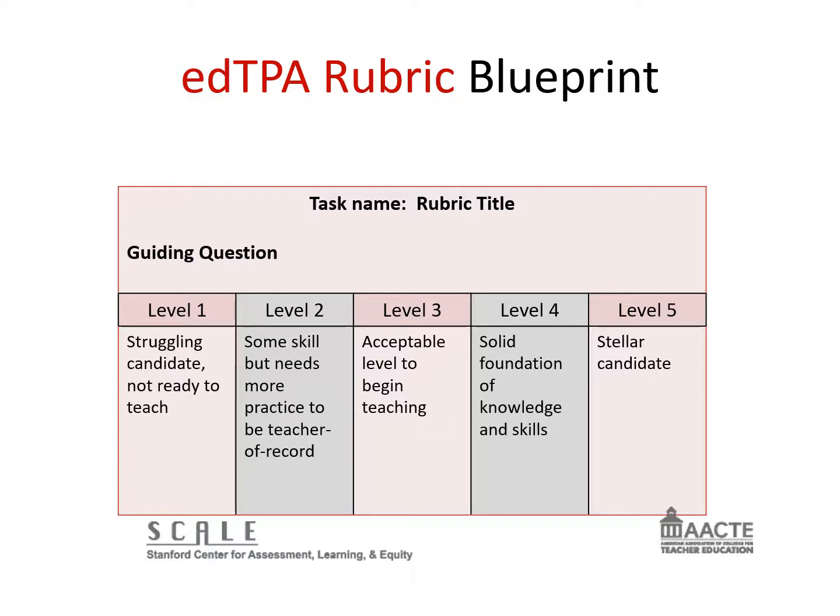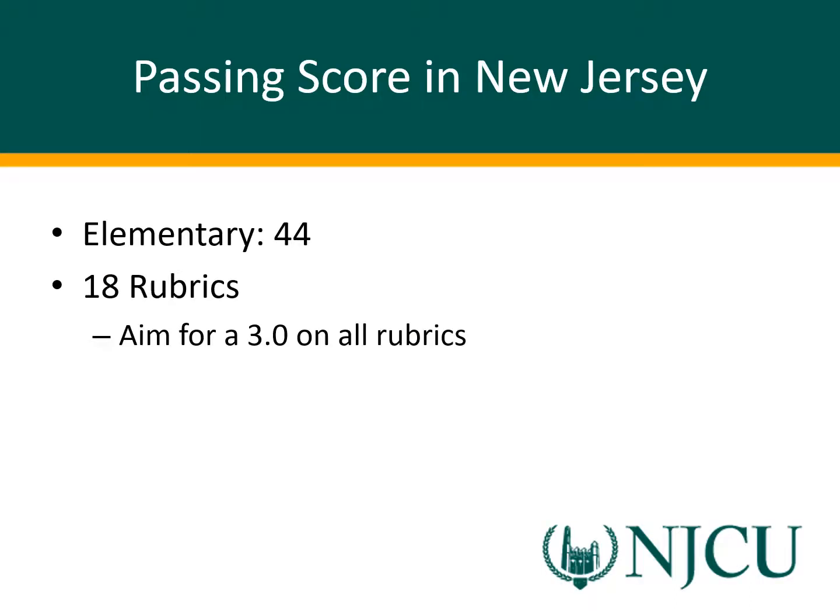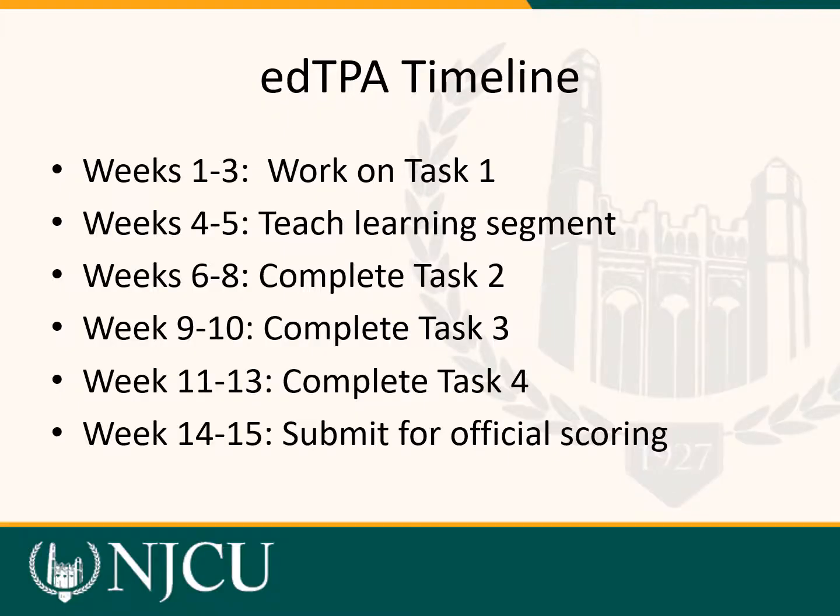In your handbook, the rubrics are included, and there's also a separate document, a rubric blueprint, that shows you what each rubric is in quite a bit of detail. The passing score in New Jersey for elementary is 44. Again, there are 18 rubrics, so we recommend that you aim for a 3 on all your rubrics. If you get a 3 on all of them, you will pass edTPA.